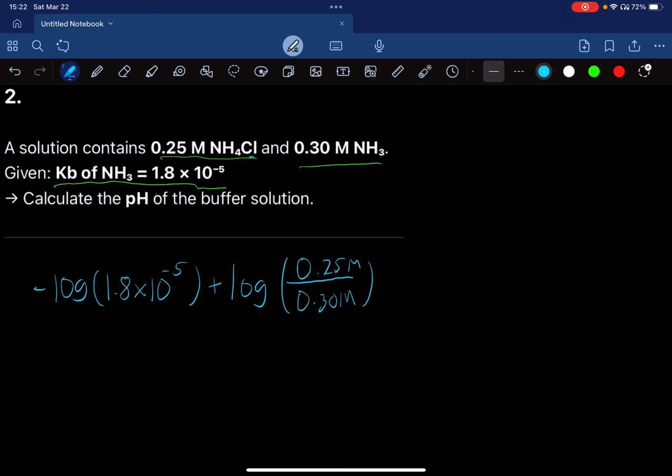Let me just double check. Yep, okay. Now, when we calculate this, keep in mind we're not calculating pH, we're calculating pOH. So when you plug it into your calculator, you're going to get pOH. So plug it into your calculator.